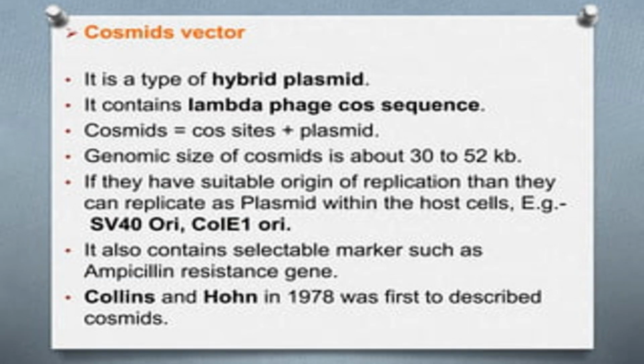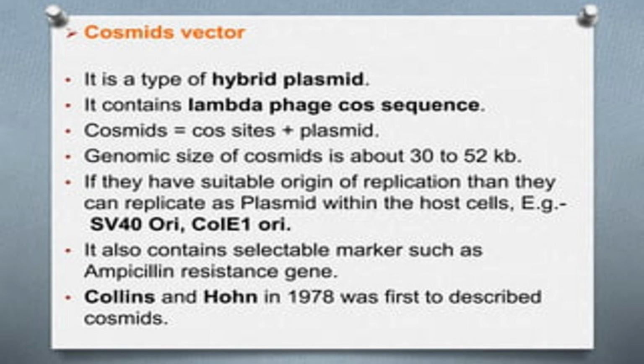Coming to cosmid vector, it is a type of hybrid plasmid. Simply, it is defined as a combination of cos site plus plasmid. It contains lambda phage cos sequence. Genomic size of cosmids is about 30 to 52 kb. They have a suitable origin of replication so that they can replicate as plasmids within the host cells.